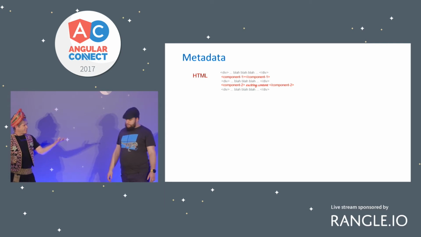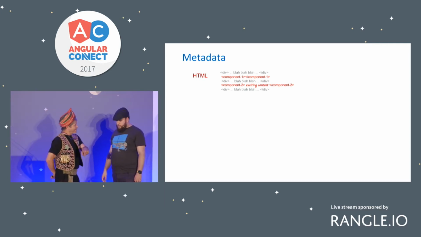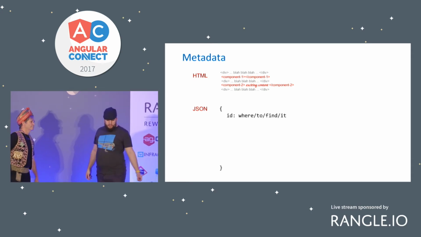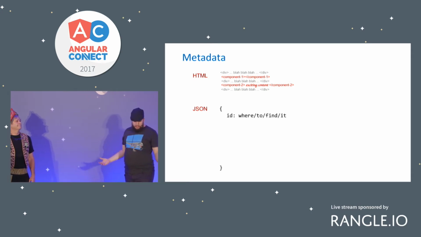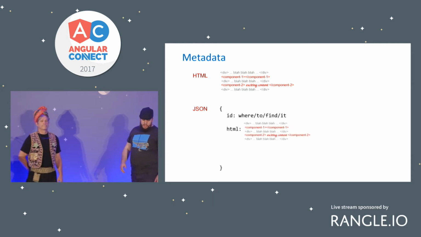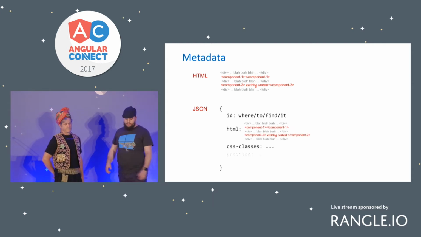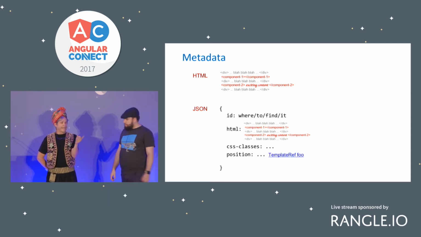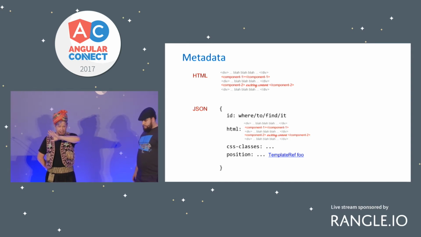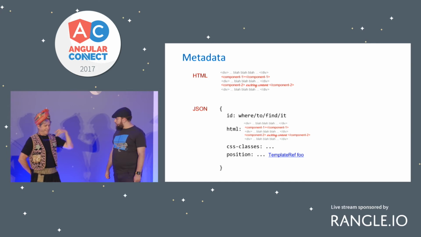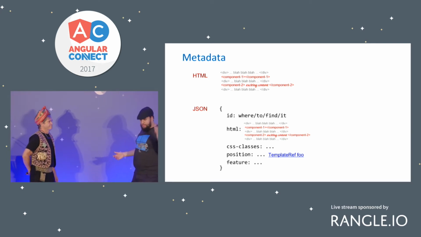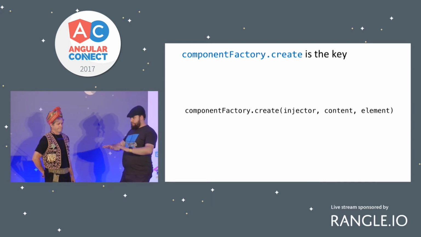So let's just quickly go over this because we're a little slow here. It could be HTML, it could be JSON. You can put an ID of where to find the document, the HTML you want to show. You have CSS classes. You can decide where you want to position the component on the screen. Alex Rickable has a great piece on how to dynamically locate the content anywhere, so there's a link in the deck for how you can learn about that. And you can put any feature you want. In fact, you can write this metadata in XML. Don't try that at home.